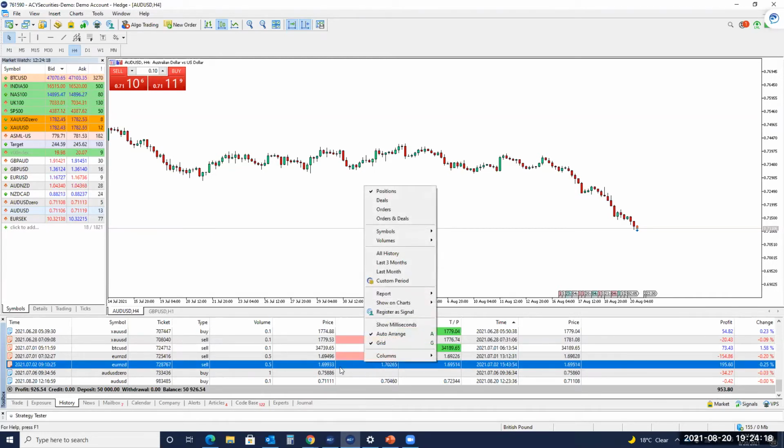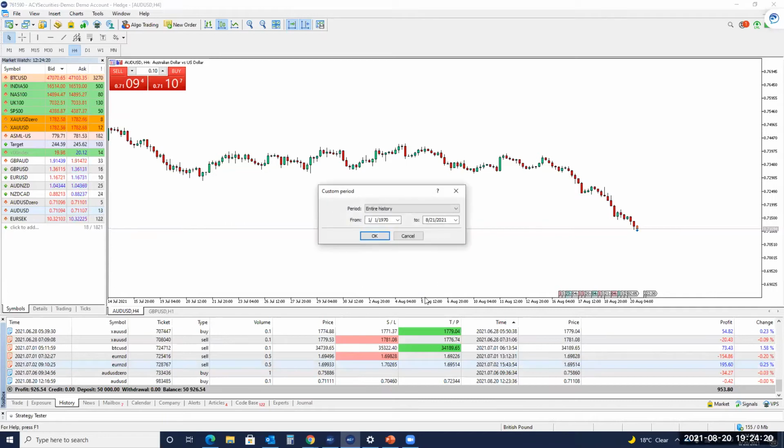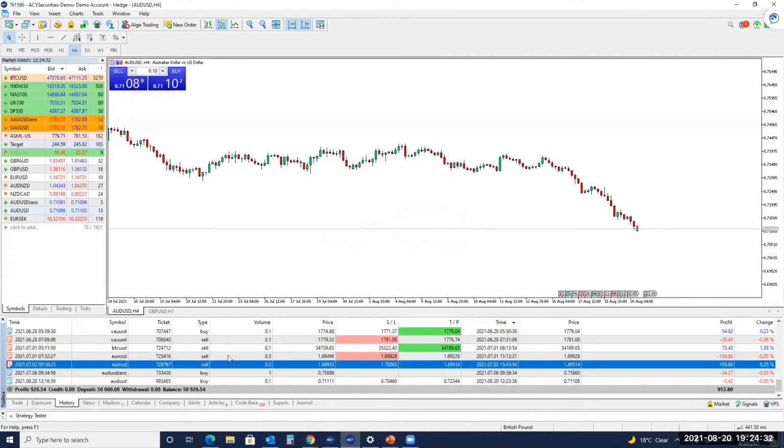You can always right click, create a custom period, and go through if you want to check your trading history for the week, the month, the day, whatever it may be. You can even go through and check your entire history from the moment you opened up the trading account, which is quite useful to track your overall progress.